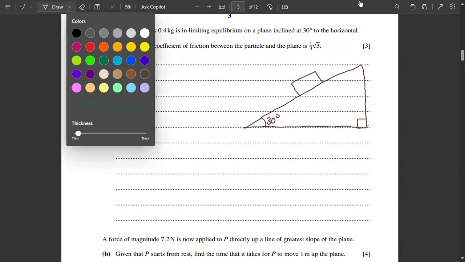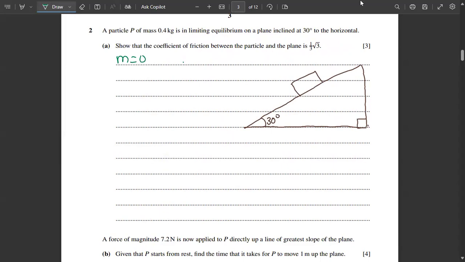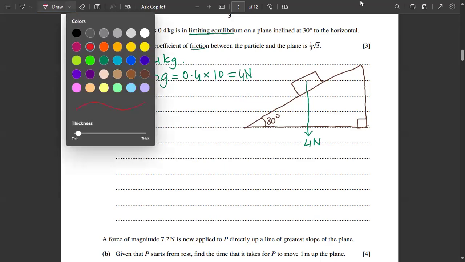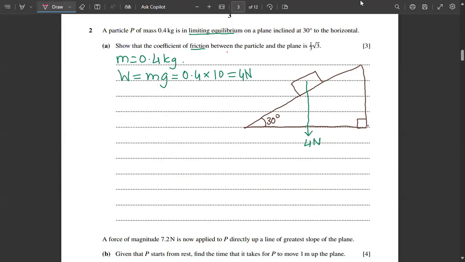So if the mass is 0.4 kg and the formula for weight we know is mg, mass is 0.4, gravity is 10, so the weight will be 4 Newton. And because the force due to weight always acts downwards, this will be 4 Newton. Now, limiting equilibrium and friction, that means there is friction here. So there is no other force. Now let us resolve this 4 Newton force.